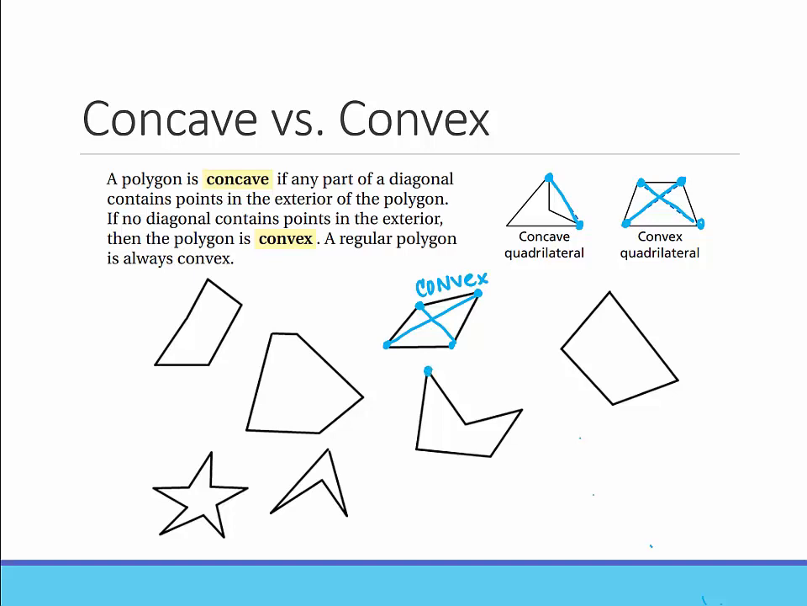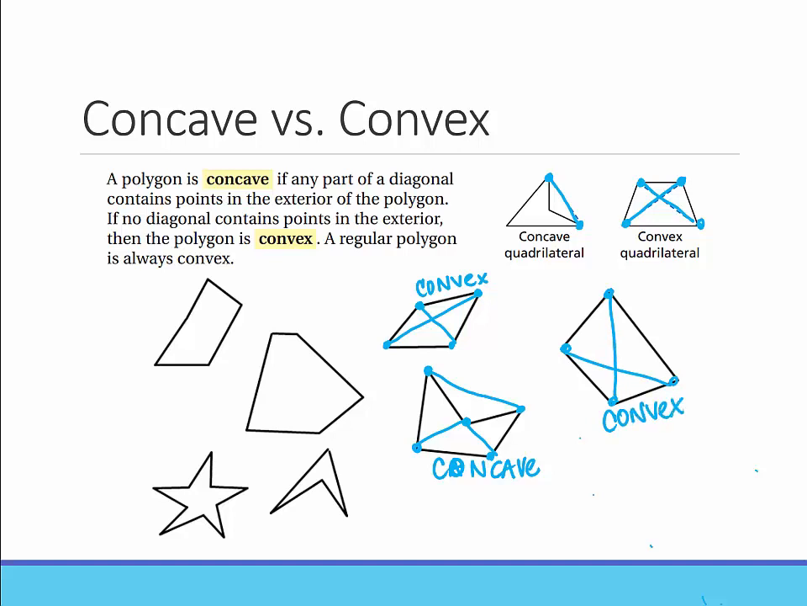One like this, however, if I start drawing my diagonals, I have some that are inside, like these, but then some that are outside, like that one. So because of that, this has to be concave. This one would be convex. All the diagonals are on the inside.